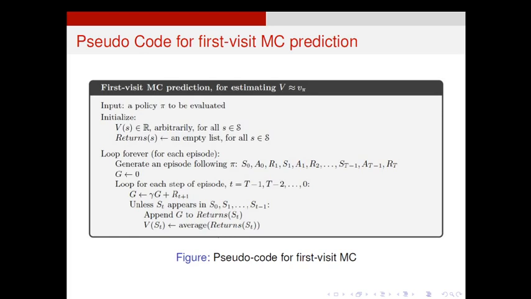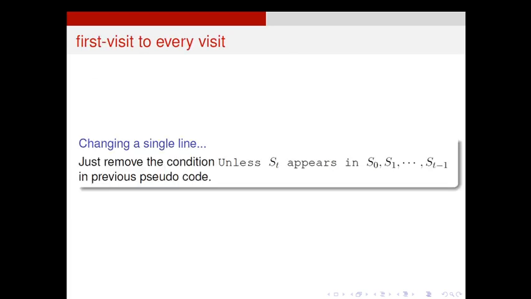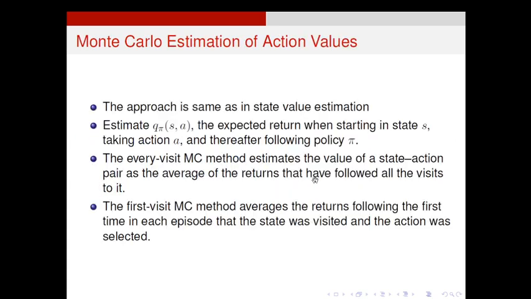If you delete this line, unless st appears in s0, s1, etc., st minus 1, this first visit condition will be eliminated. That means this algorithm is automatically converted to every visit MC prediction. See, just delete this particular line.